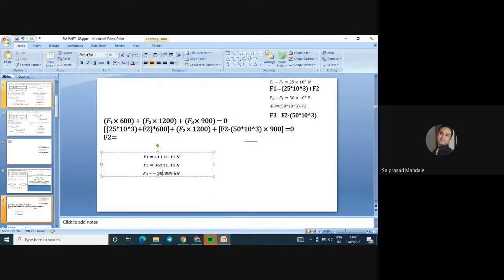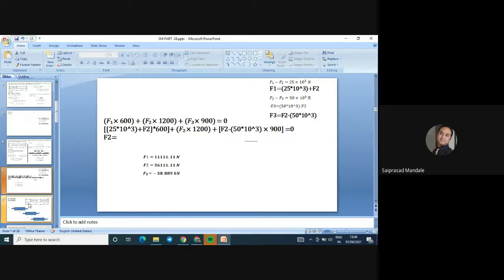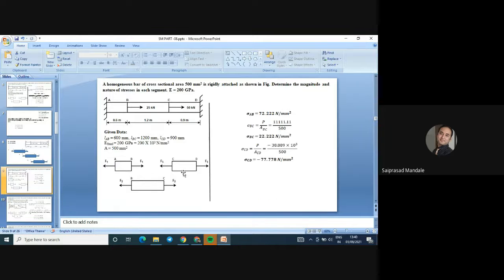Once we have the values of F1, F2 and F3, as F3 is negative, what does that represent? That represents that the F3 section is subjected to compressive load. So one is tensile, second is tensile, and third one is compressive. So we have to change accordingly. Do we have changes? No. Here it is not changed, but it is compressive as it is minus.